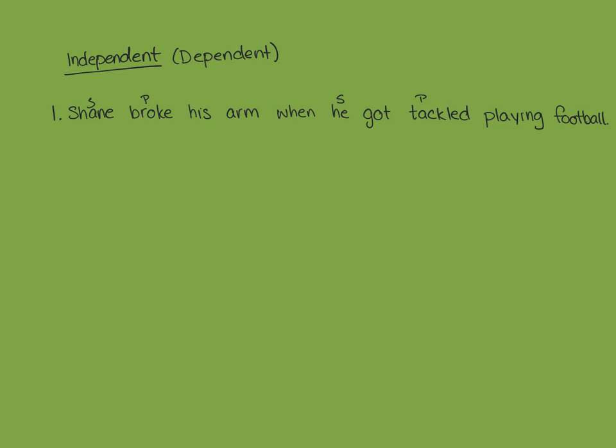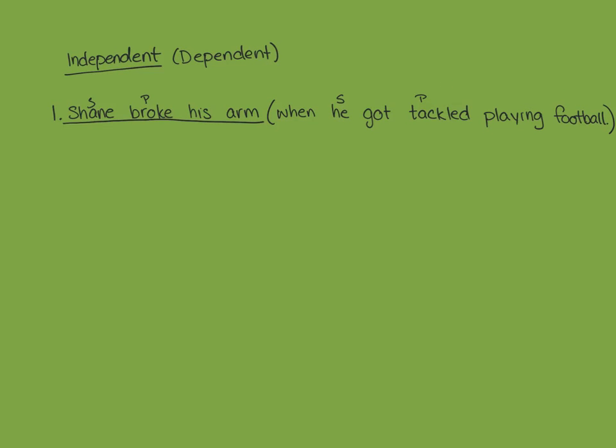So what part could we say on its own? Shane broke his arm. Okay, that's a sentence by itself. So if it can be a sentence by itself, we're going to underline it. Now the rest of it, when he got tackled playing football, is a dependent clause, so we'll put it in brackets. And you could see that if you covered the word when, you could say he got tackled playing football. That would be independent. So this word helps it to be a dependent clause.